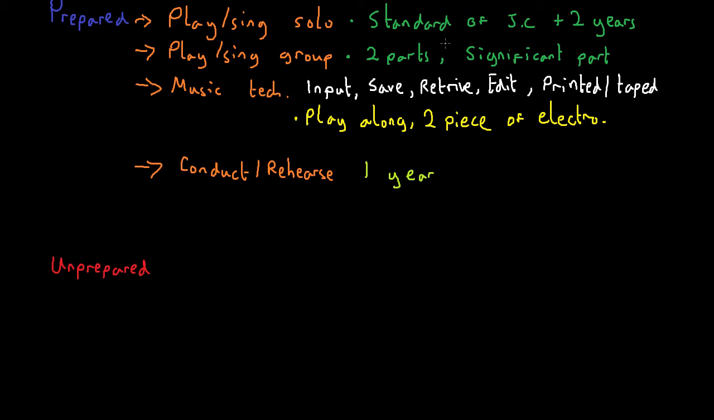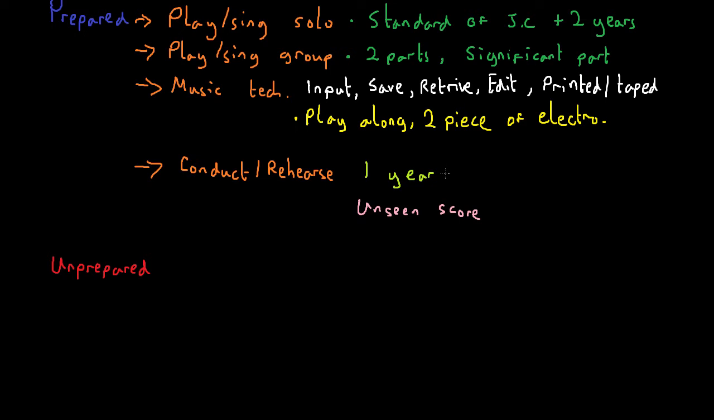Essentially, you have to do two things as part of your conducting and rehearsing prepared exam. You have to do a rehearsed score, so one that you've prepared in advance, that you've worked on with a group of musicians, and you've rehearsed it, and they come in and they perform that, and you conduct them. And you also have to do an unseen score. So I'm going to write unseen score.